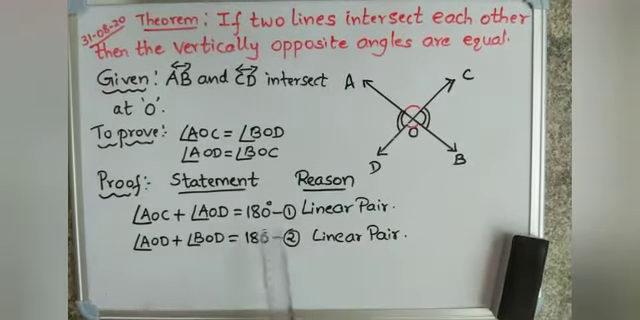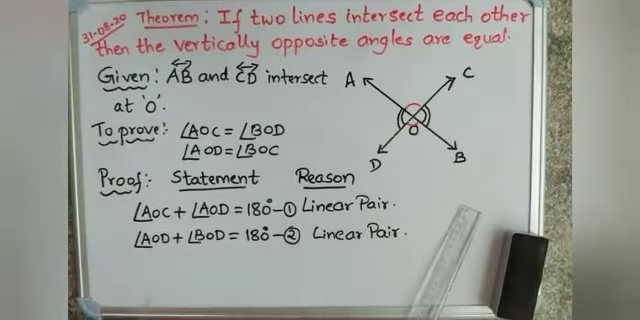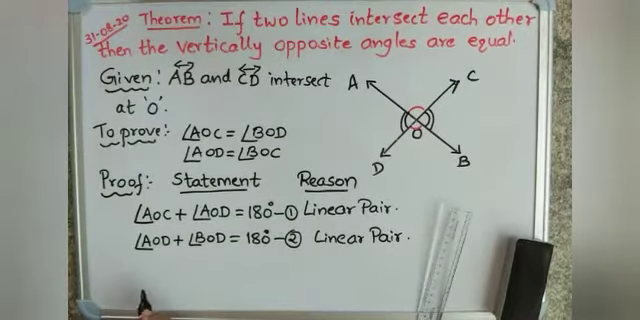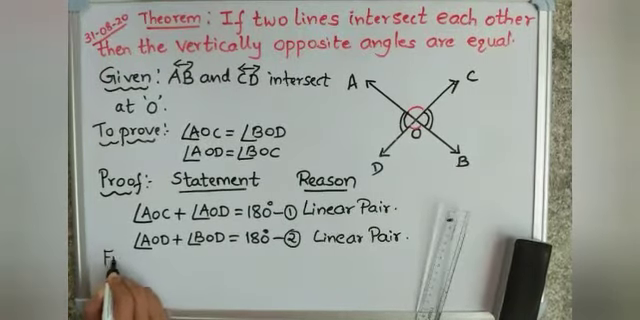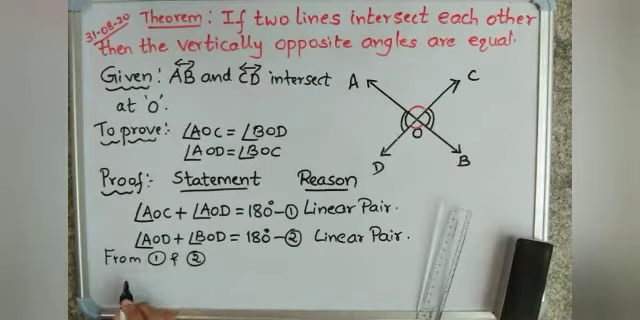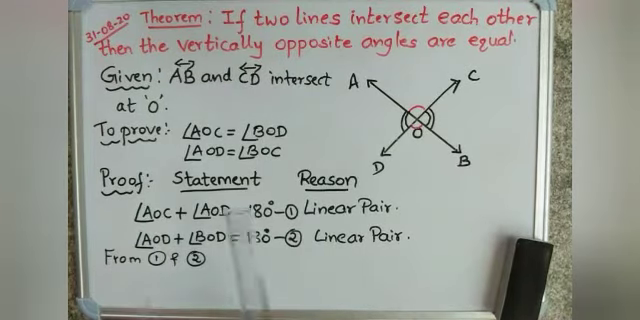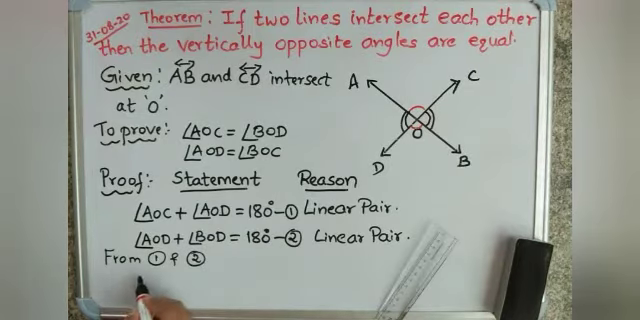Now what can we get from equation 1 and 2? Let us see. From equation 1 and 2, AOC plus AOD is equal to 180 degree, and AOD plus BOD is equal to 180 degree. So right hand sides are same, so left hand sides are also same. We are using here an axiom.